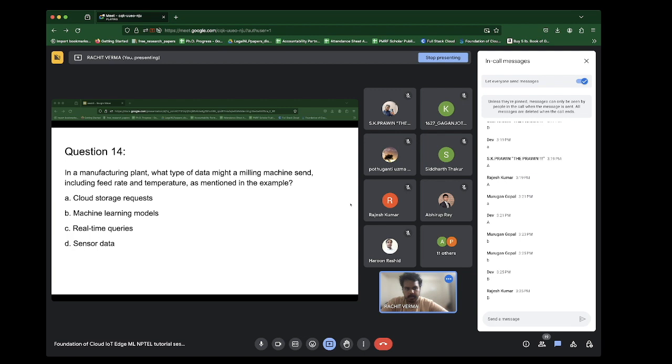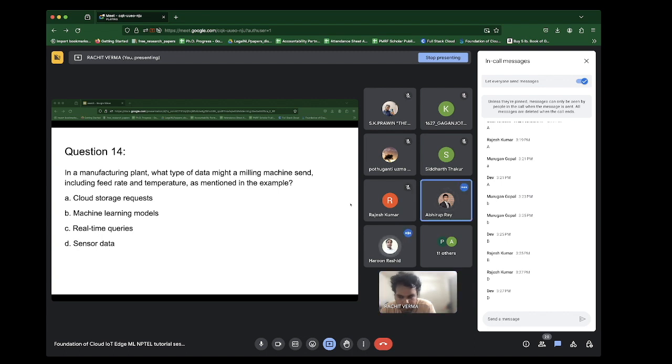Okay. So in a manufacturing plant, what type of data might a milling machine send, including feed rate and temperature, as mentioned in the example? Is it A, cloud storage requests? B, machine learning models? C, real-time queries? Or D, sensor data? B. It's a real-time query. C. C? Real-time queries?